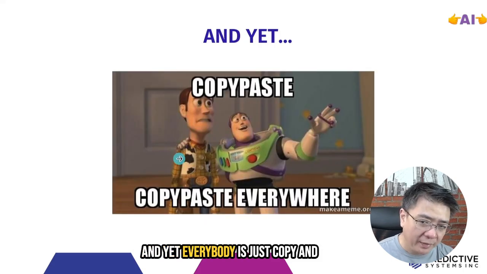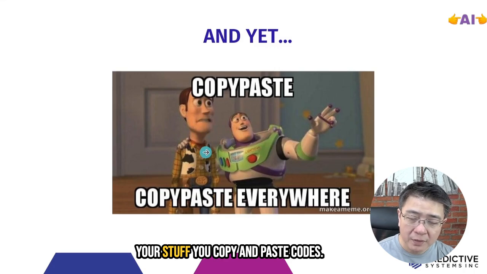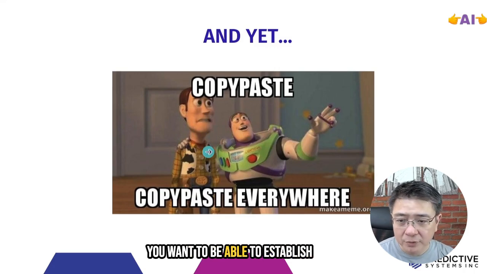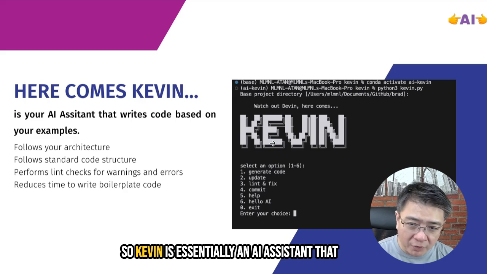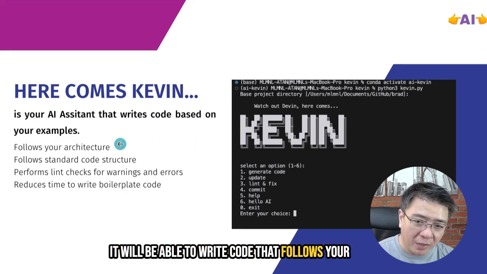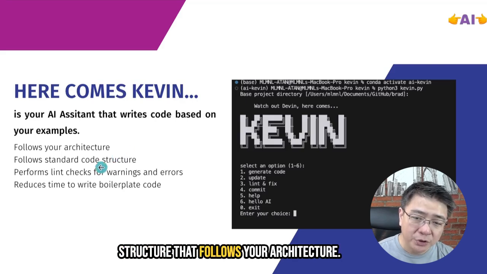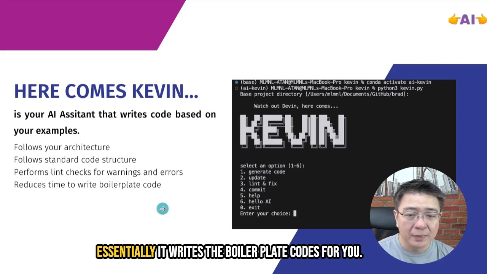And yet, everybody is just copy and pasting. You copy and paste code so that you'll be able to establish standard coding structures. So Kevin is essentially an AI assistant that writes the codes based on your examples. It will be able to write code that follows your structure, that follows your architecture, as well as checks for errors and warnings. Essentially, it writes the boilerplate codes for you.